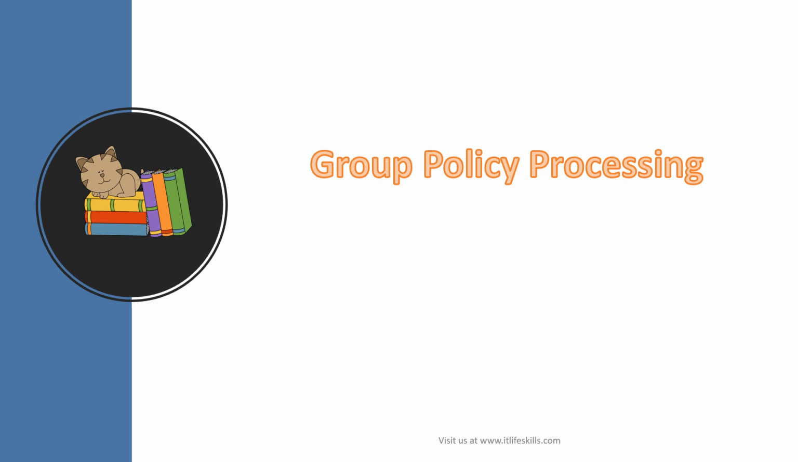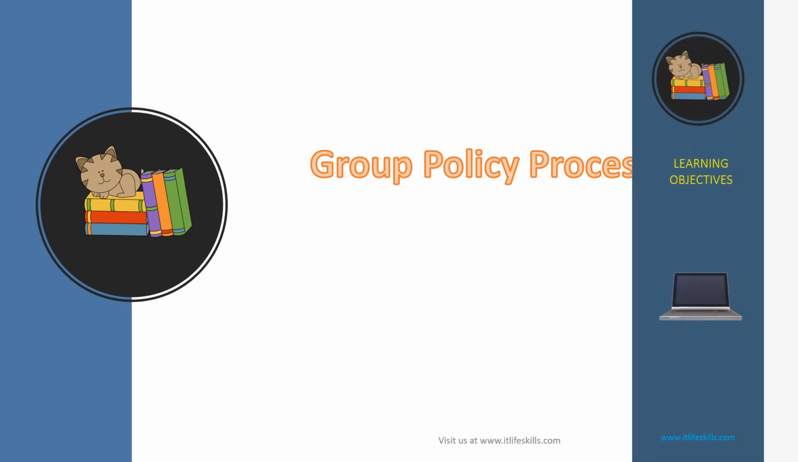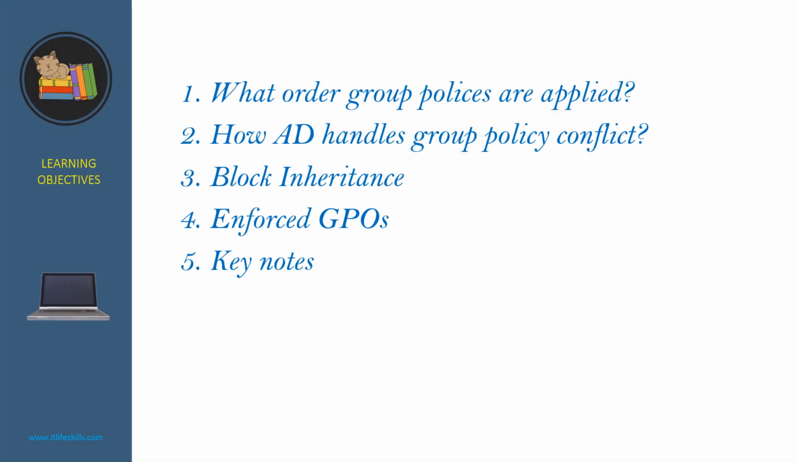In this lesson, we will learn about group policy processing. First, we will answer the question, in what order are group policies applied, then how Active Directory handles group policy conflicts. After that, we will learn how group policies are applied when block inheritance and enforced GPOs conflict. Finally, we sum up our lesson with the keynotes.